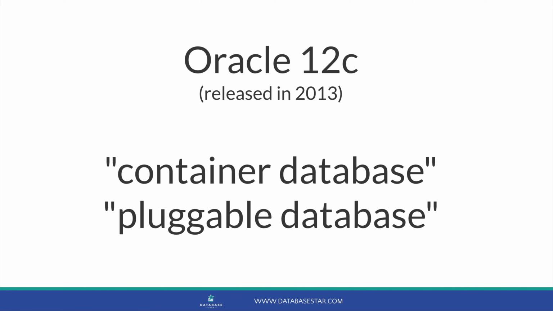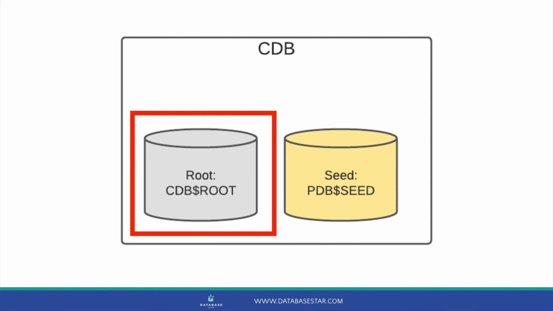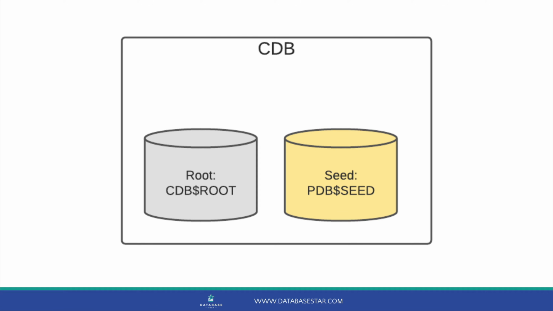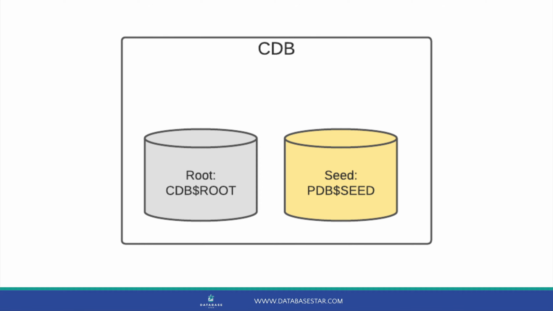Let's take a look. A container database is a way to group multiple databases together to share some common features. Inside the container database, by default, are two databases. One is called root, and this is called CDB root. This contains some Oracle metadata and information about common users. The other is called the seed, and is called PDB seed. This is a kind of template that can be used to create other databases called pluggable databases.